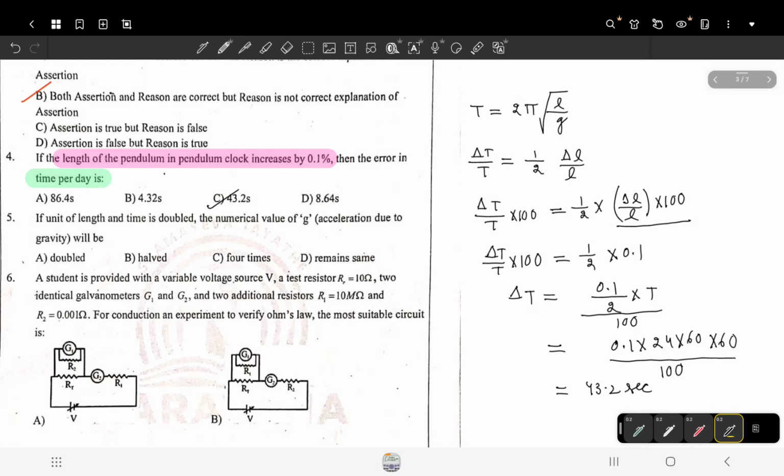If the unit of length and time is doubled, what is the numerical value of g? So it's all about unit conversion. That one is easy. So let me clear that fourth one.